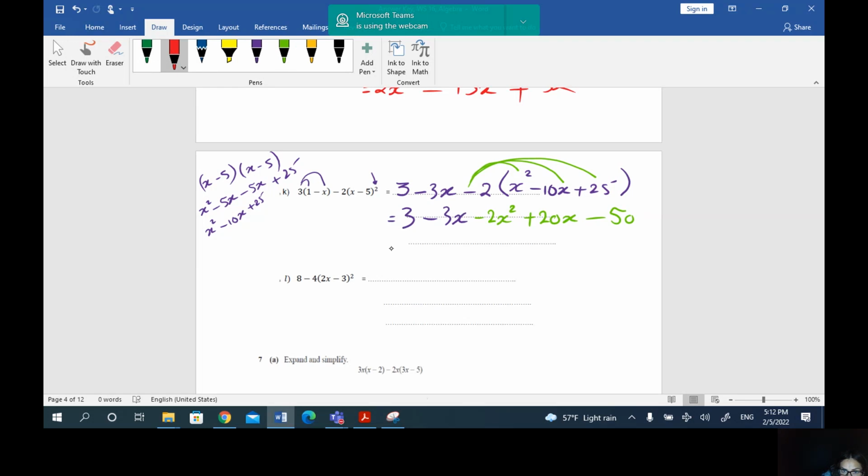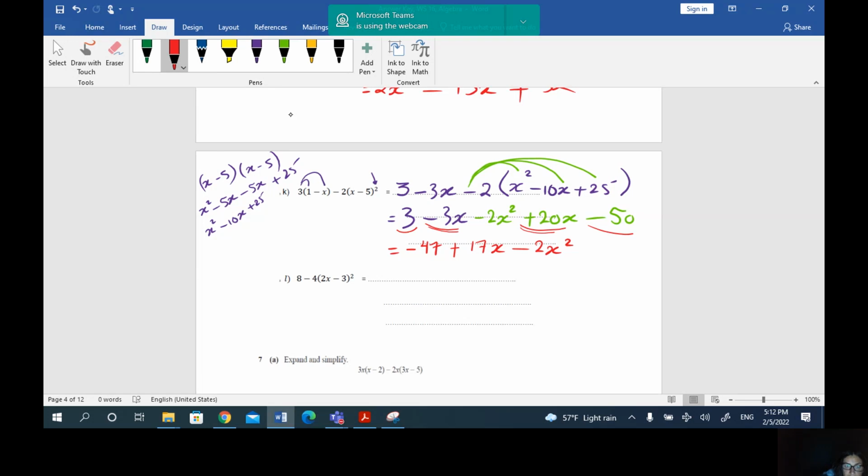Last step is the collecting of like terms. So 3 is a like term to negative 50. So 3 minus 50 is minus 47. Minus 3x is a like term to plus 20x. So minus 3 plus 20 is plus 17x. And minus 2x squared is on its own, so we will write it on its own like this.